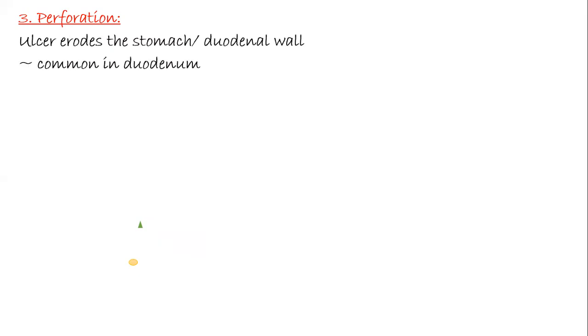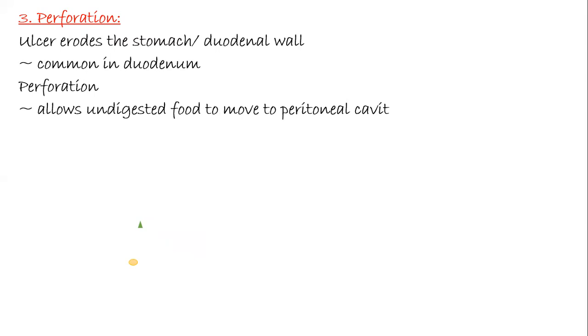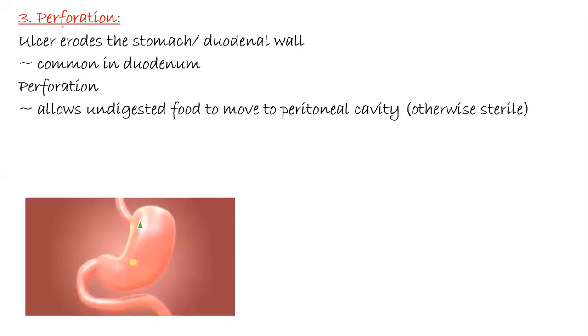The third complication is perforation. The ulcer erodes the stomach or duodenal wall, and it is common in the duodenum. Perforation allows undigested food to move into the peritoneal cavity. Otherwise, the peritoneal cavity is sterile. If there is perforation of the stomach, the food moves into the peritoneal cavity.